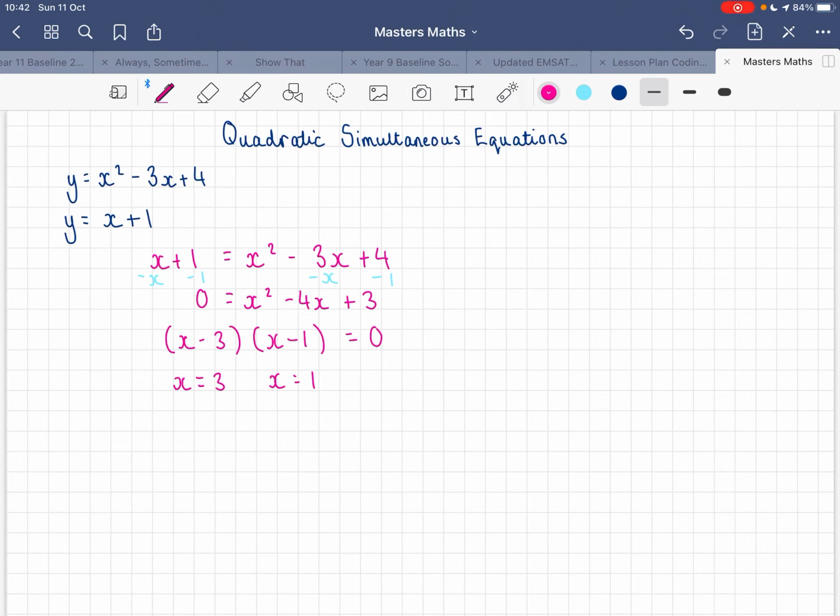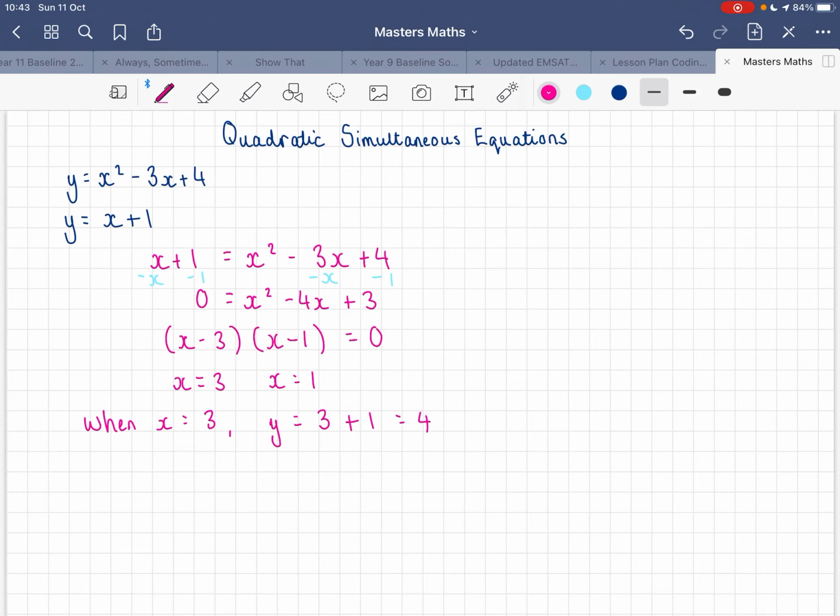Then we use those solutions, okay, and again we substitute both of them one at a time into one of these equations. The linear one, the one without any squared, is always going to be easier. So I'm going to write when x equals 3, and I'm going to substitute x equals 3 into y equals x plus 1. So when x equals 3, y equals 3 plus 1, because I'm removing the x and replacing it with 3. So y equals 4.